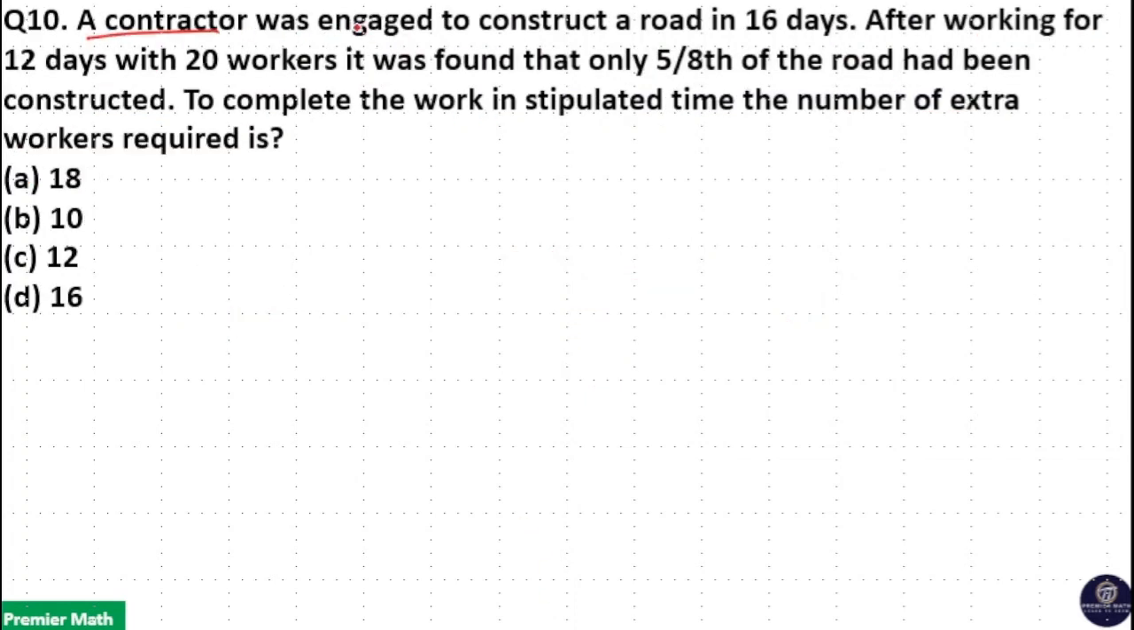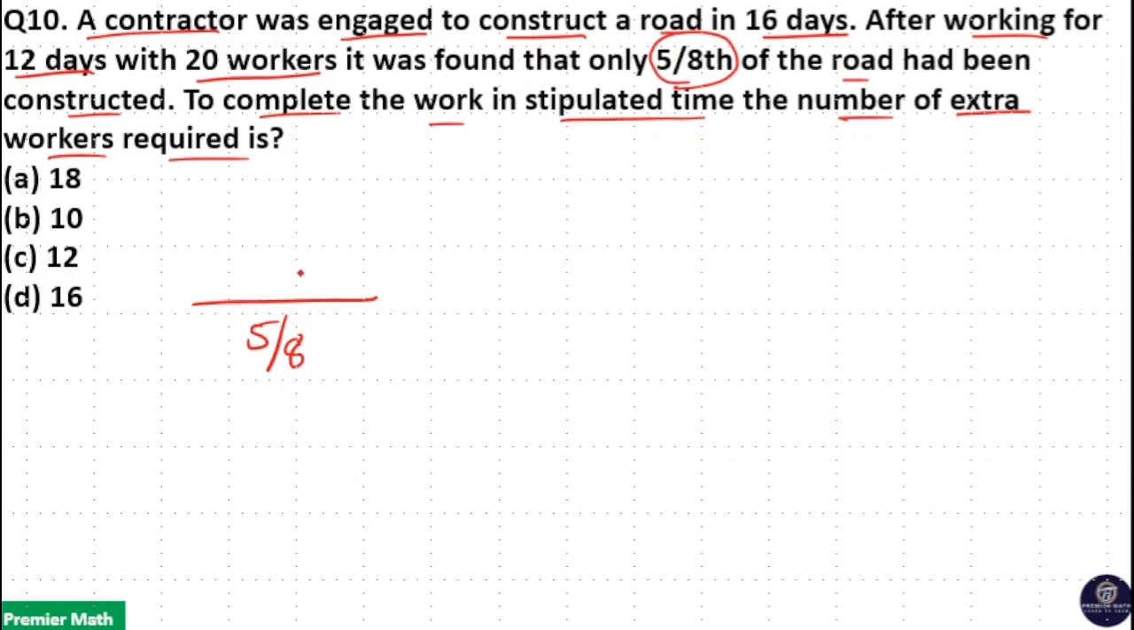A contractor was engaged to construct a road in 16 days. After working for 12 days with 20 workers, it was found that only 5/8 of the road had been constructed. To complete the work in the stipulated time, the number of extra workers required is, here only 5/8 of the road has been constructed in 12 days. So 5/8 of the work completed in 12 days with 20 workers.